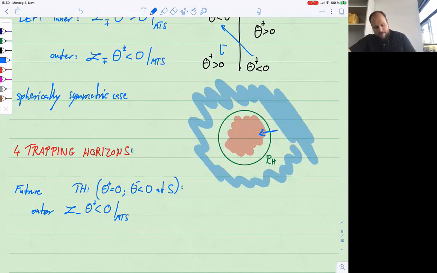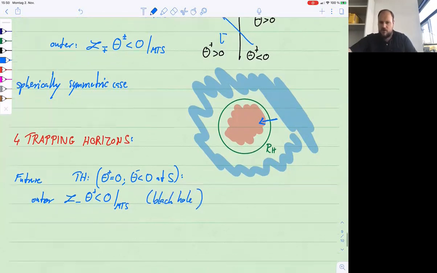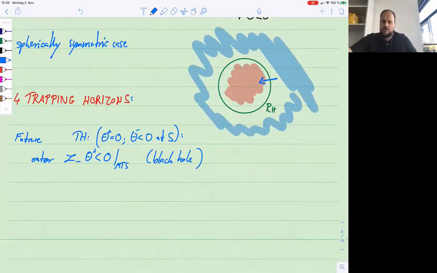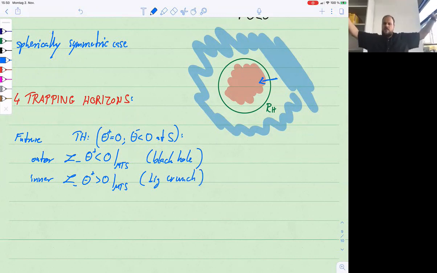And this, for example, happens for the black hole. So the black hole horizon in a dynamical description is called a future outer trapping horizon. That is the equivalent of a black hole event horizon, not the event horizon, but of a black hole horizon. And we have inner, this is L minus theta plus bigger than zero at the MTS. That, for example, is a cosmological horizon, because now the normal region is inside this ball and outside is the trapped region, but it's future trapped. And that, for example, happens in the big crunch scenario. Outside, things come faster than the speed of light into the normal region, because everything contracts, the universe.